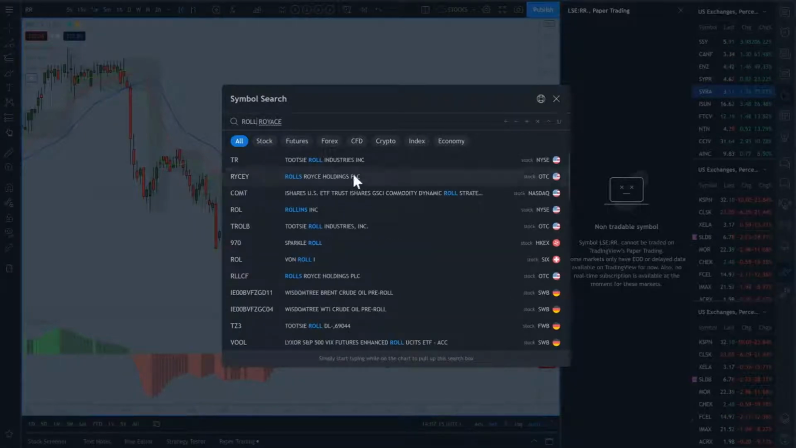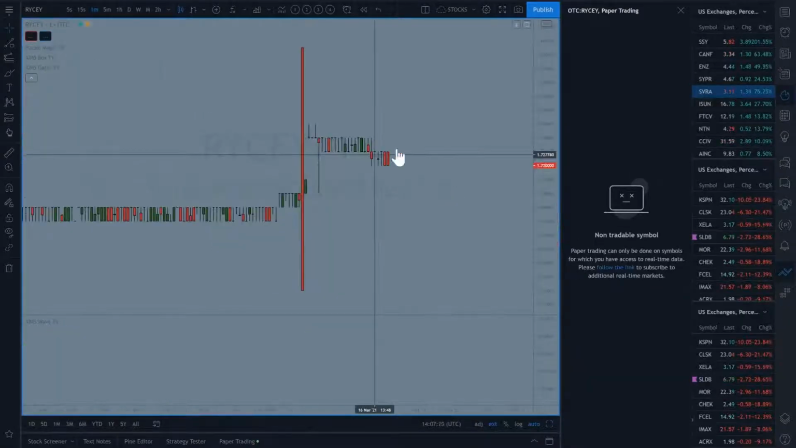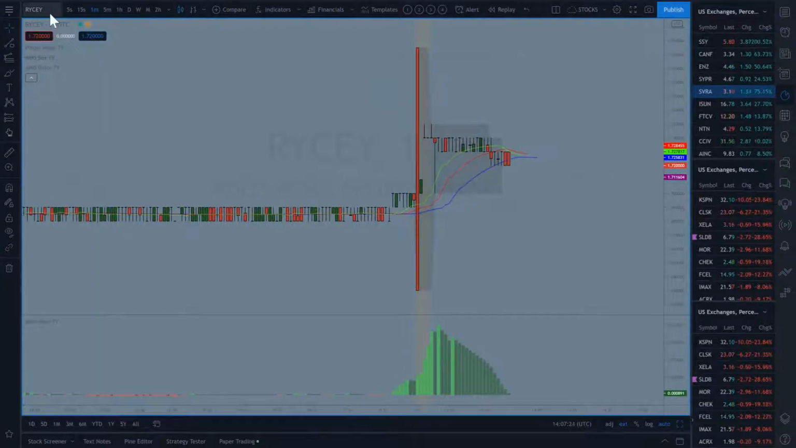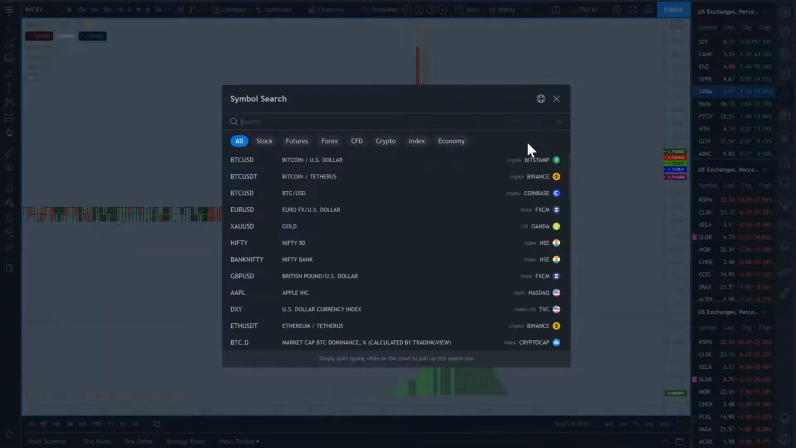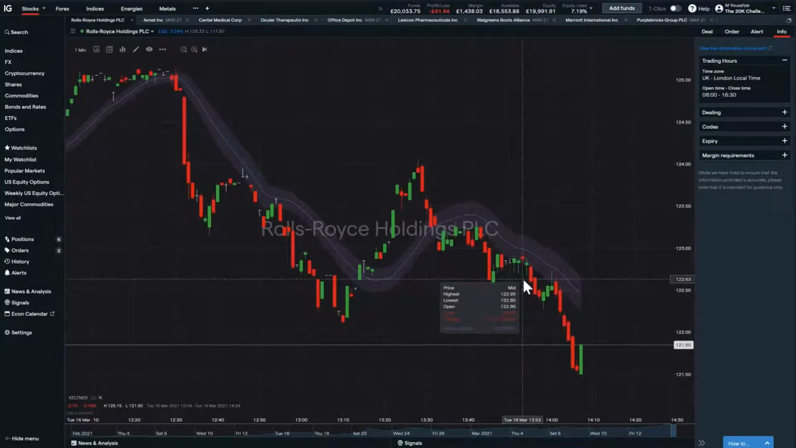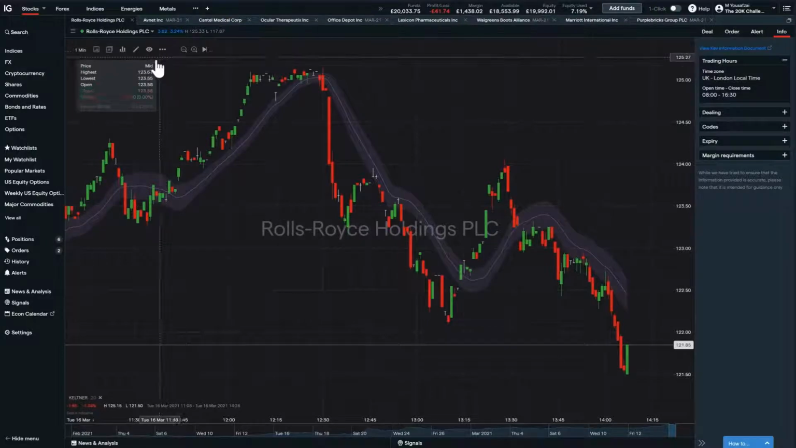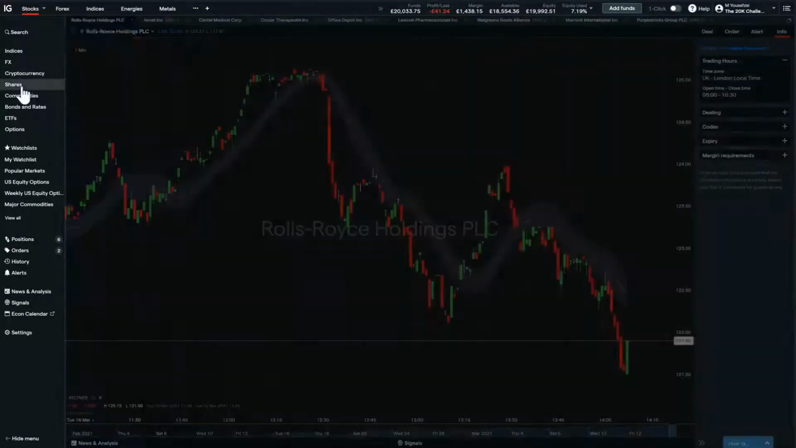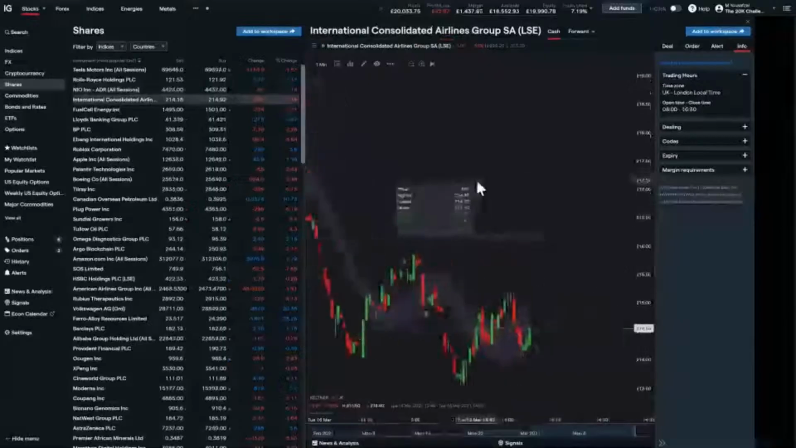Rolls Royce. So there are some that are available there and that are not available here. So if I had this on this list, I could have day traded this one. Okay, what else do we have? Shares. We have NEO.